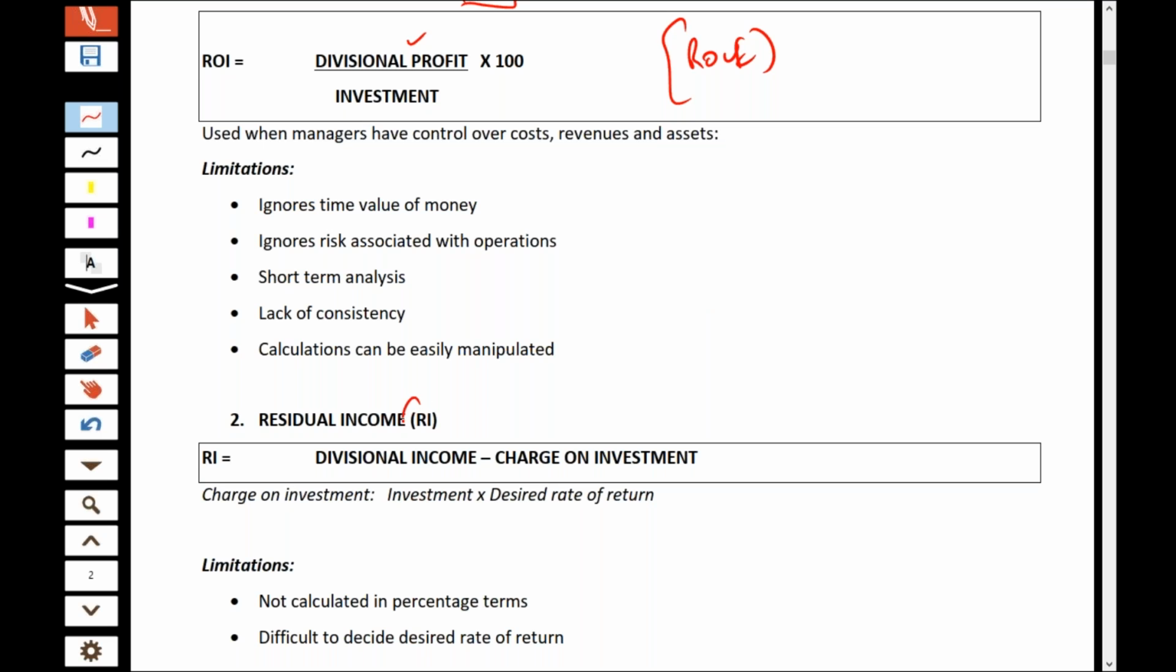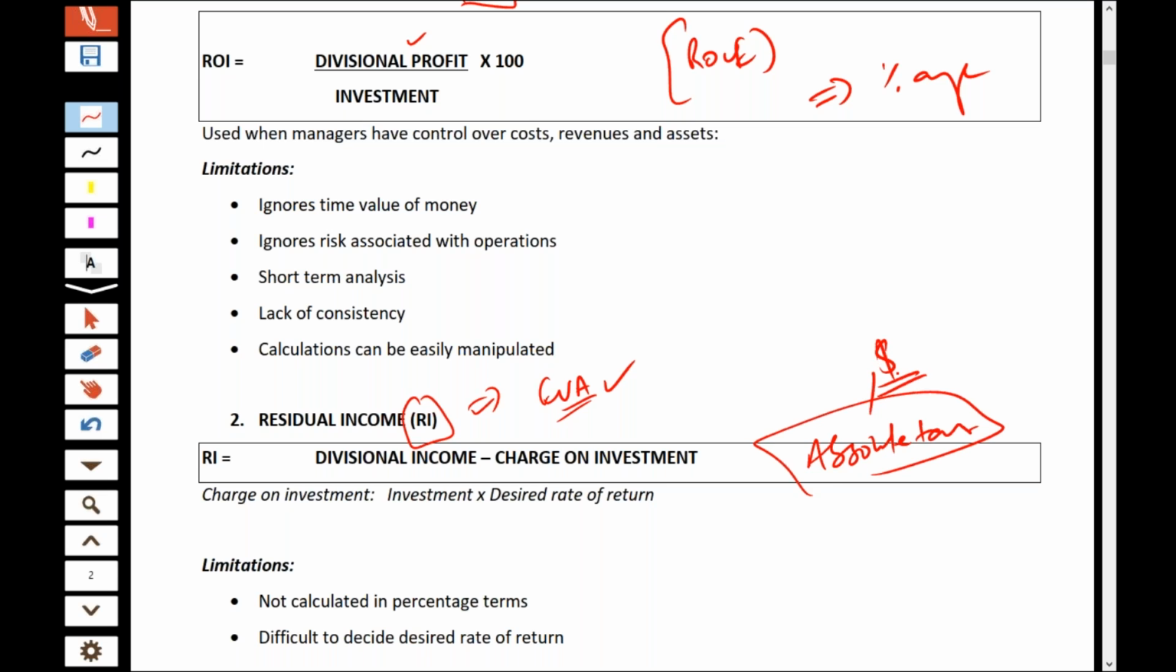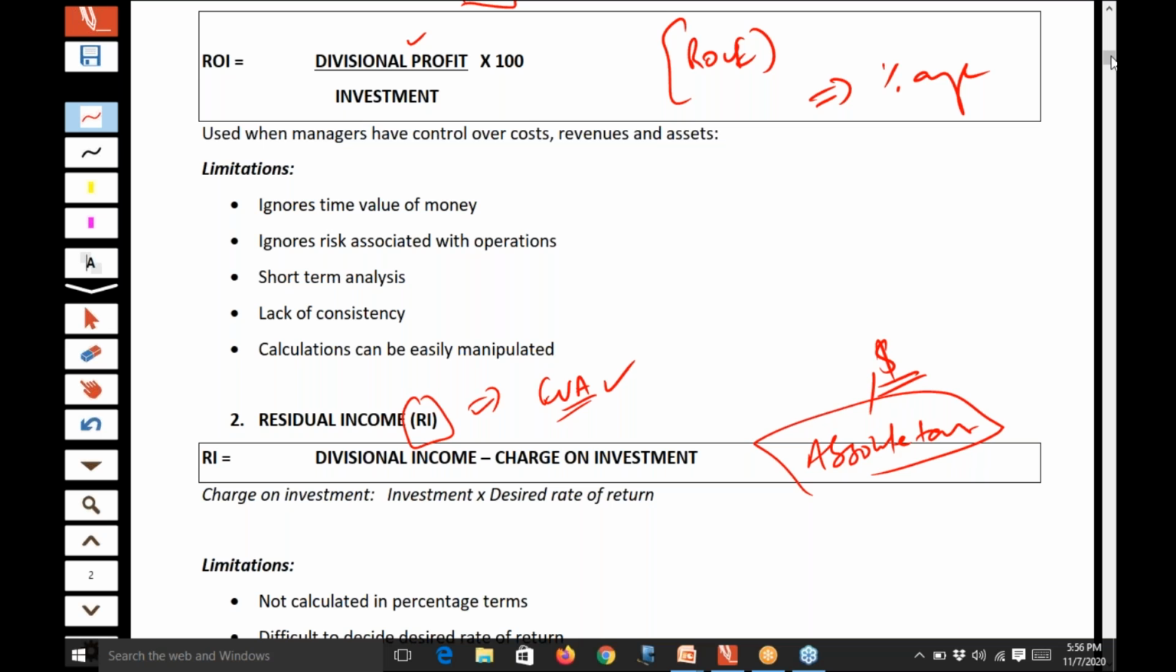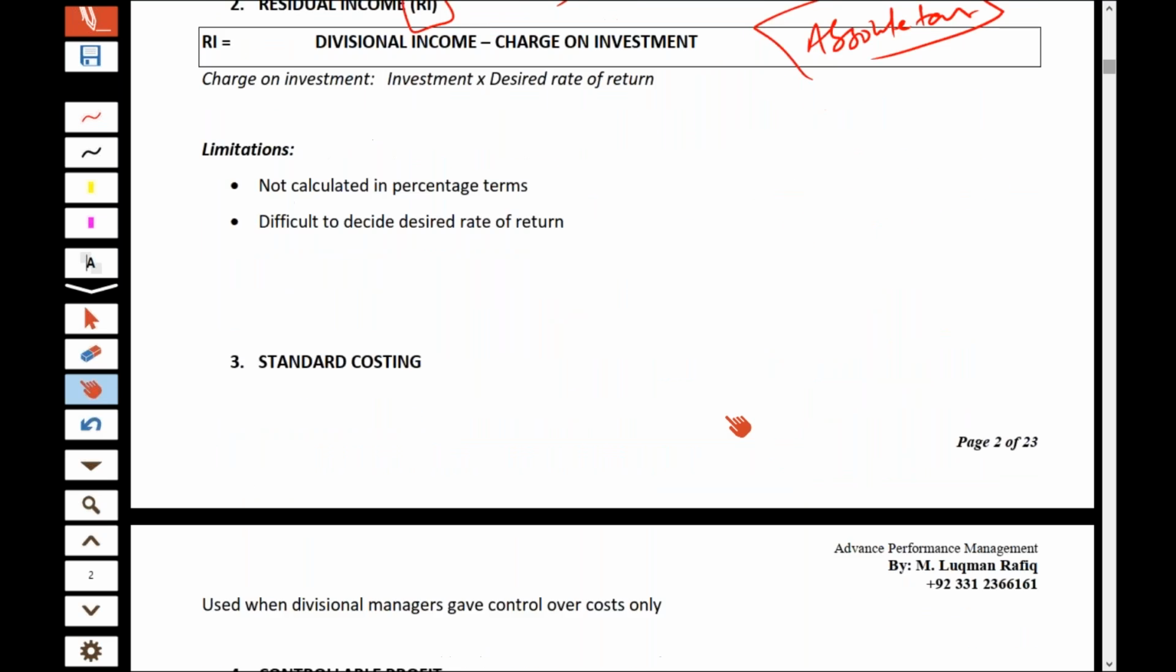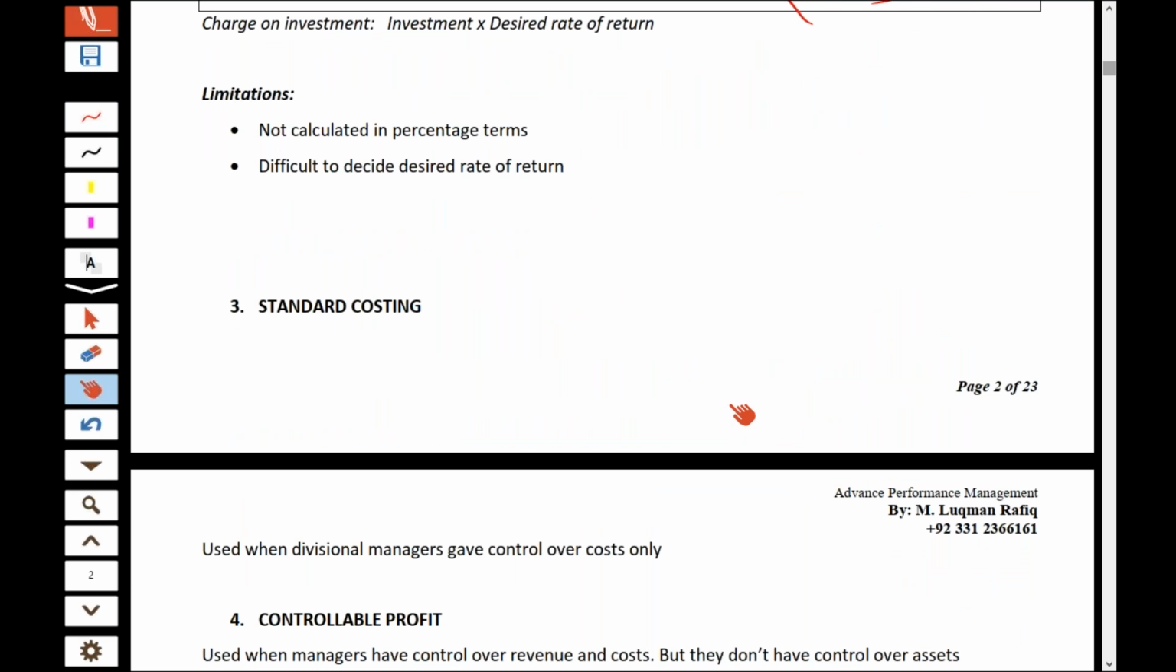The next thing is residual income, which we did discuss while we were discussing economic value added. So we do know that ROI gives you a result in percentage terms, and residual income gives you results in absolute terms. That means it provides the result in dollars, and you have to decide whether your business is performing well or not using these dollar terms. At times you could also measure the performance of a division using standard costing and variance analysis, and this is usually relevant when it comes to a cost center.